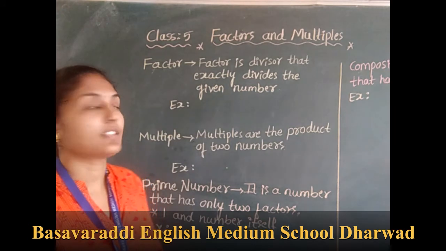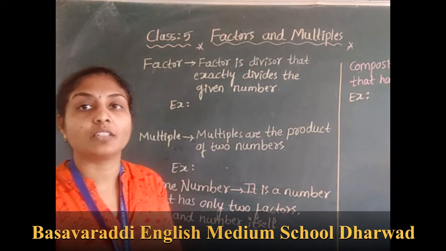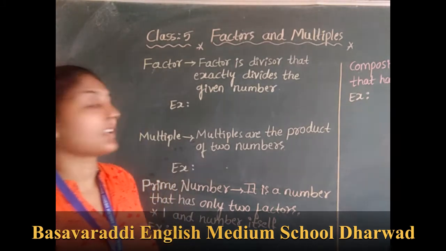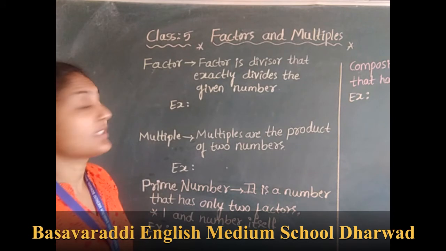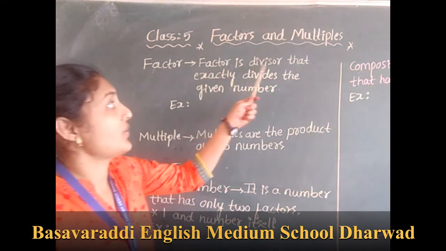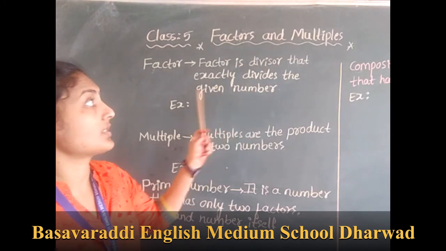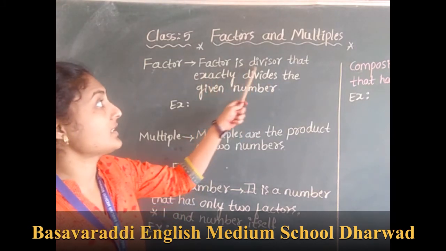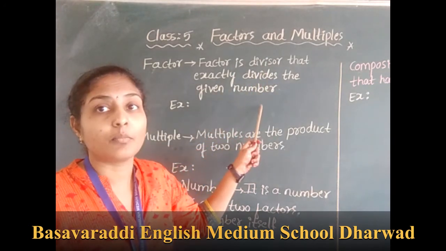In this class, we will discuss some statements for the factors and multiples. The class is 5th standard. First, what is the factor? The factor means it is the divisor that exactly divides the given number.